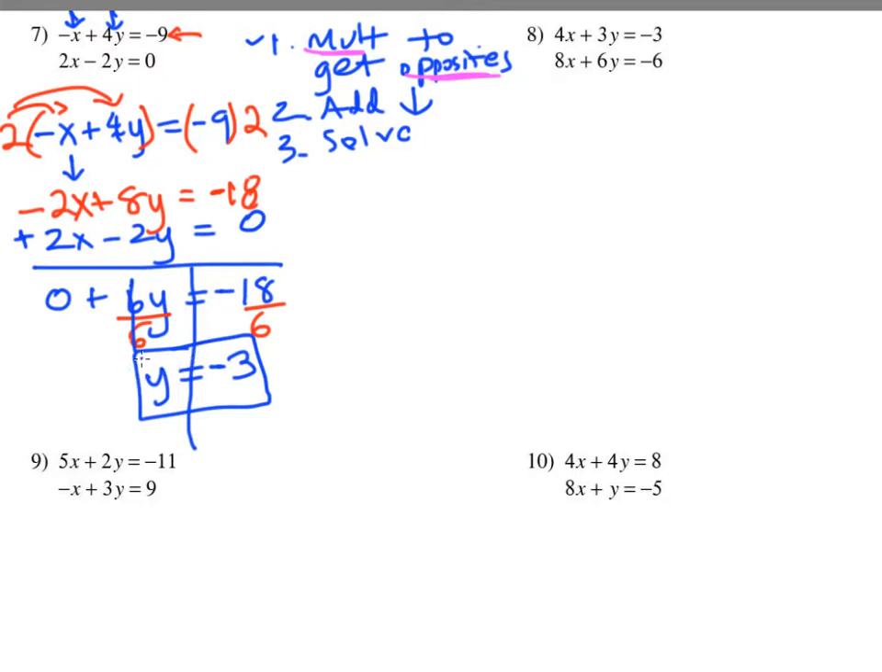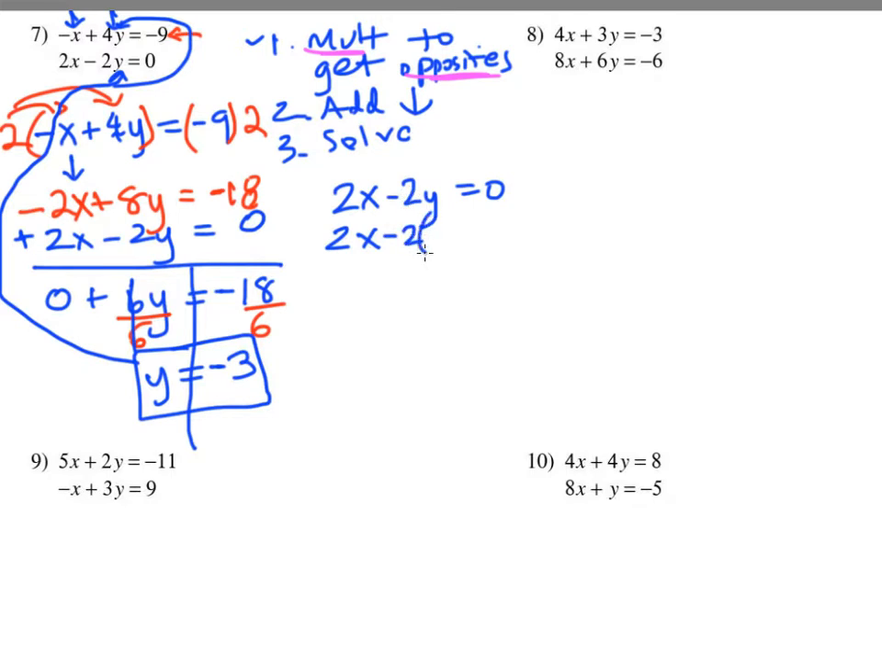Okay, so now we're going to take this and plug in. You can plug in either way, here or there. This is a little bit smaller, so we'll go with this one. So 2x minus 2y equals 0. You could do the top one either way. So 2x minus, be careful here, minus 2 times, we know that y is a negative 3. Looks like we have a negative times a negative here, so we'll work with that.